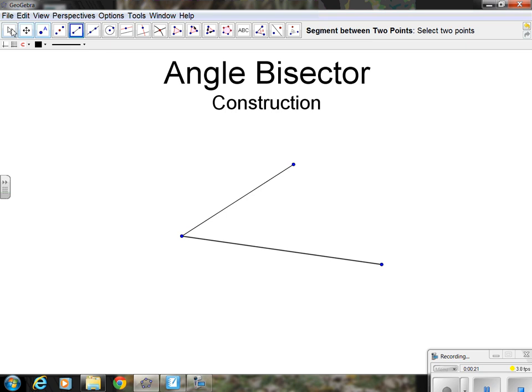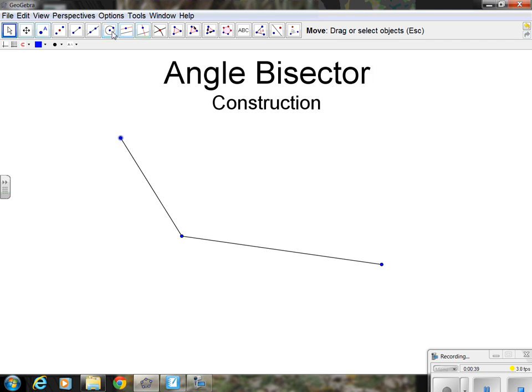Now notice this point doesn't depend on any other point, so it can move around, and I'm hoping that when I'm done with this construction, as I move my point, my angle bisector will move with it.